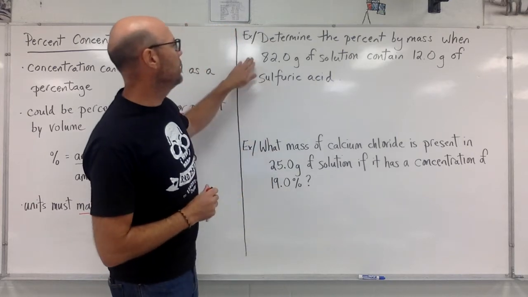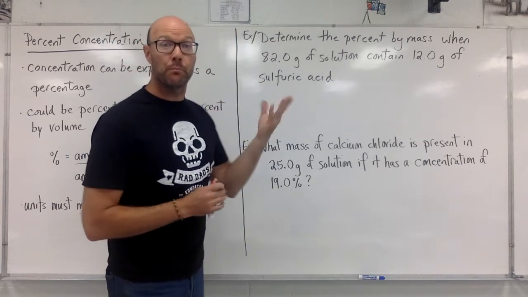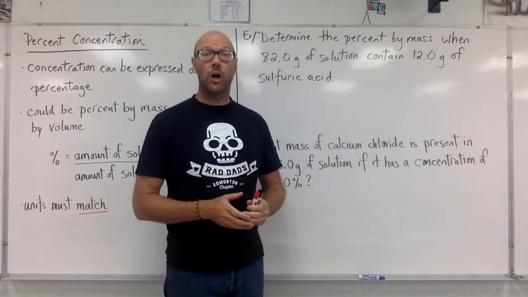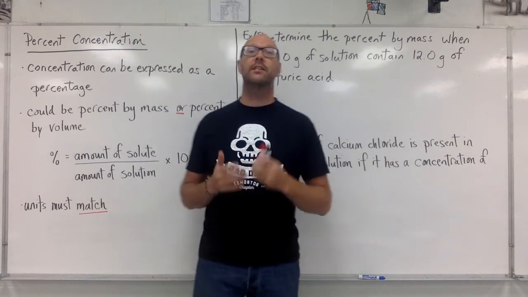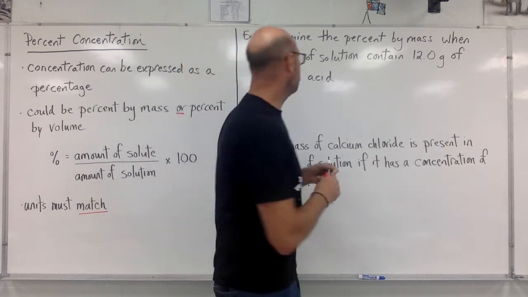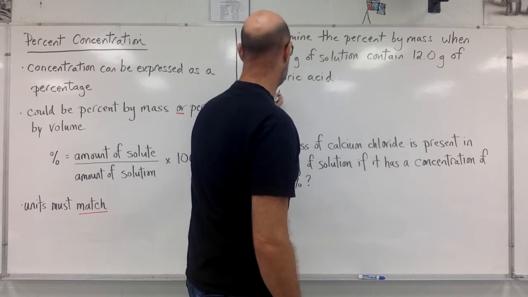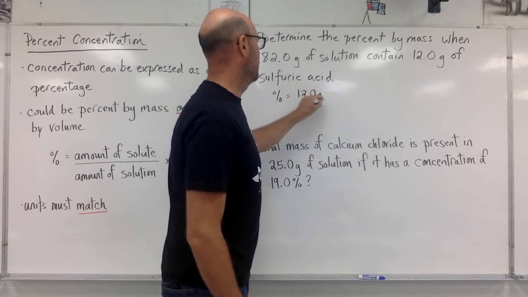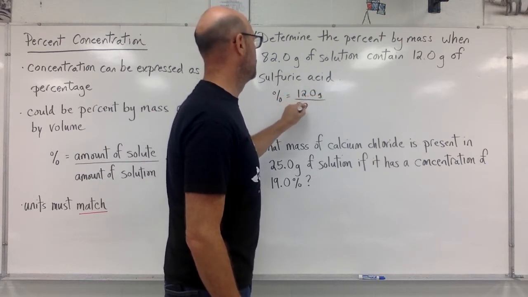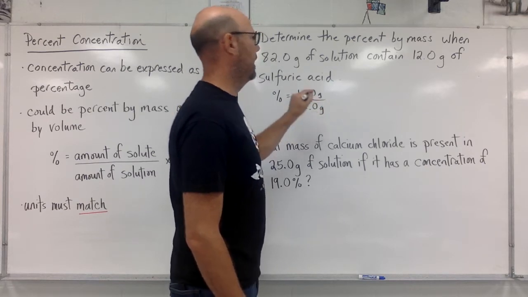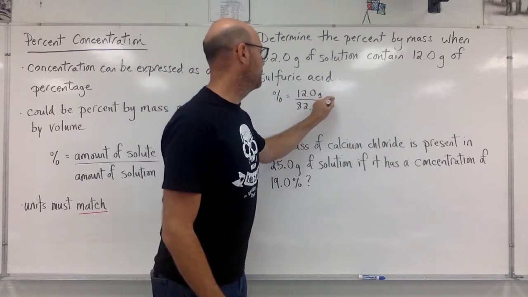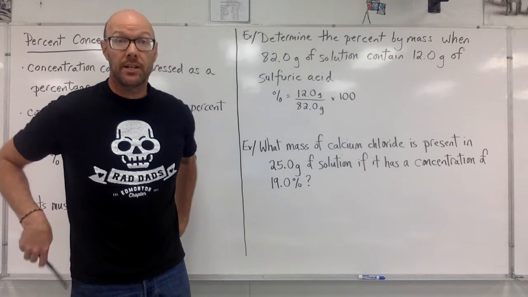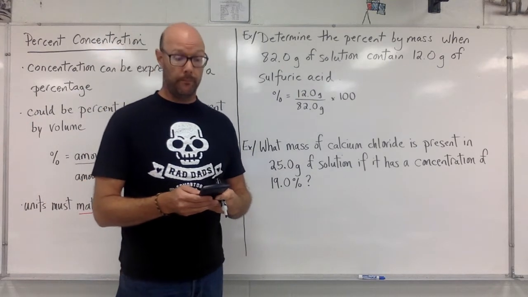So here, 82.0 grams of solution is pretty explicit. That's the amount of the solution. And here, the substance that is dissolved in the solution, the solute, is the sulfuric acid. So here, the percent turns out to be our 12.0 grams of sulfuric acid over the 82.0 grams of the solution itself multiplied by 100. Pretty easy sort of operation. It's a nice change from all the stoichiometry we've done before.